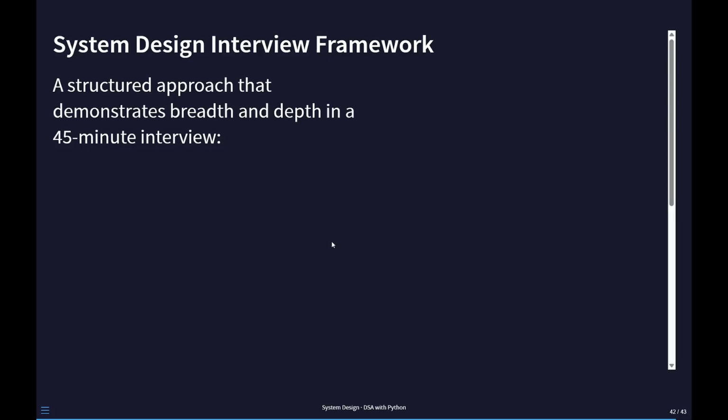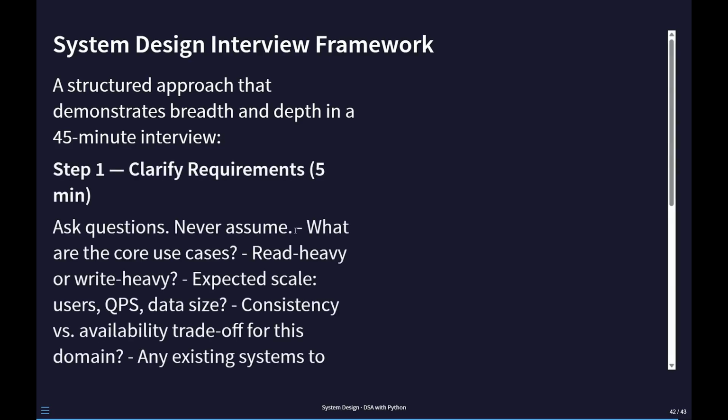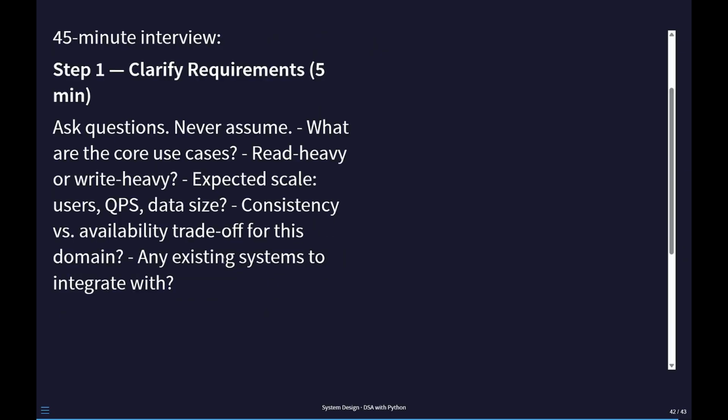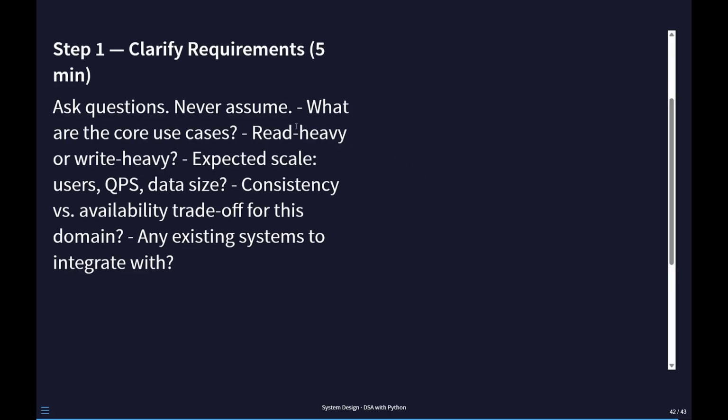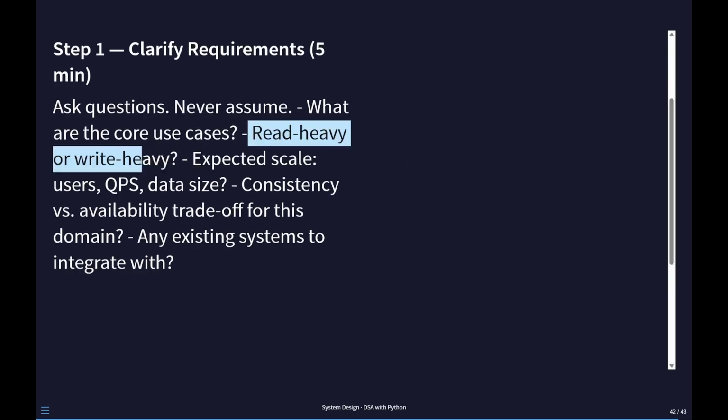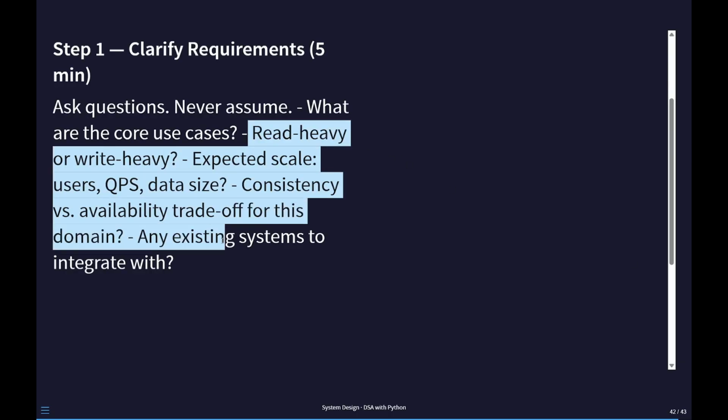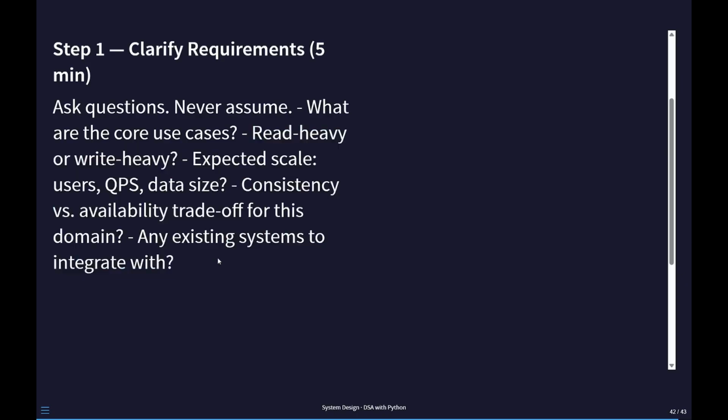Step 1. Clarify requirements, 5 minutes. Ask questions. Never start designing. What are the core use cases? Is this read-heavy or write-heavy? How many users? What QPS? How much data? Consistency or availability? Which takes priority for this domain? Any existing systems to integrate with? You will show the interviewer immediately that you think before you act.